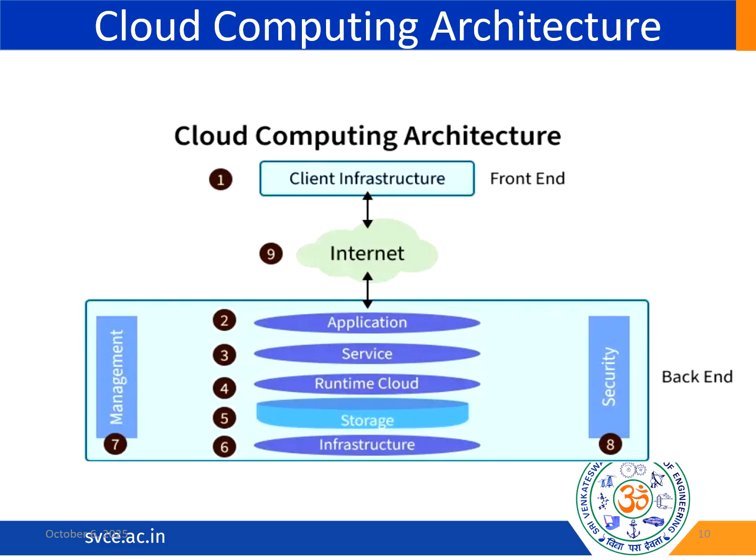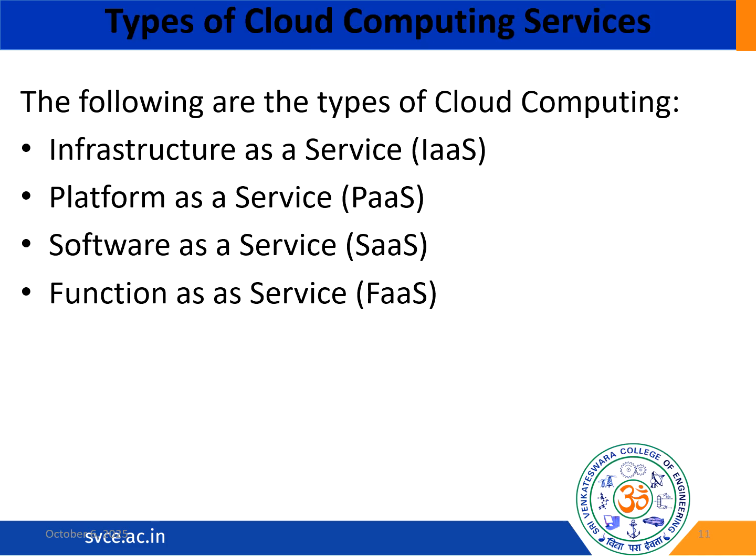So the connecting element, we call that the internet. It's nothing but the communication medium that connects the front end clients with the back end cloud services. The front end, we can call client infrastructure. The back end, we can consider application services, runtime cloud, storage, infrastructure, management, security, and so on. And connecting both front end and back end, we use the internet. So this is all about the cloud computing architecture.